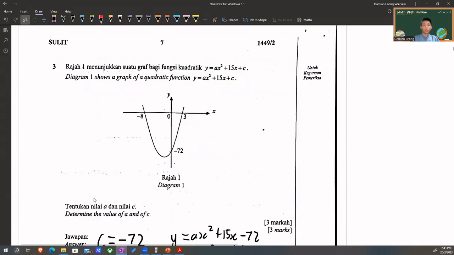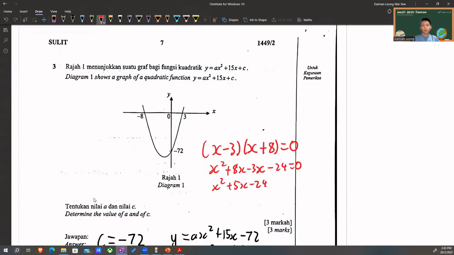We form the quadratic equation. We take x minus 3 and x minus -8, which means x plus 8 equals 0. Expand this. X squared plus 8x minus 3x minus 24 equals 0. Then x squared plus 5x minus 24 equals 0.